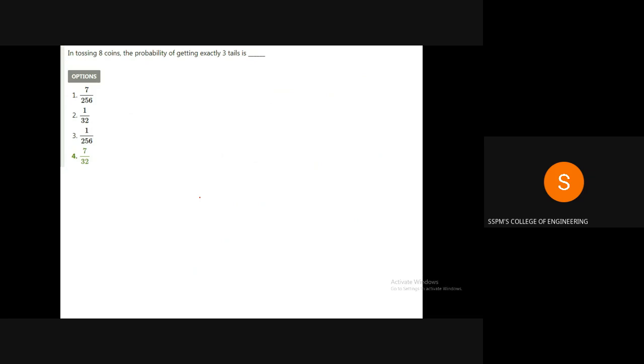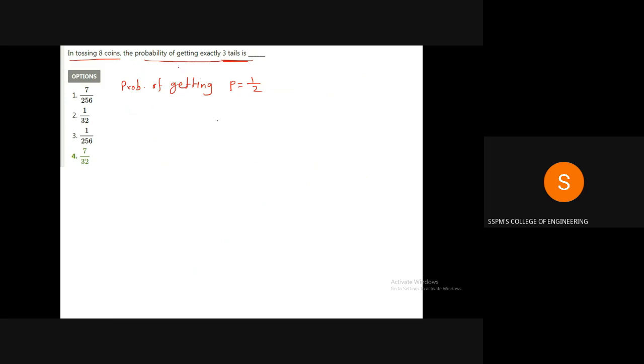So next question. What is the question? In tossing 8 coins, we have to find the probability of getting exactly 3 tails. So what is the probability of getting a tail? If you are tossing a single coin, what will be the probability of getting a single tail? It will be half, 1 by 2. So the probability of getting tail is half, and the probability of getting head, or not getting tail, is again half.